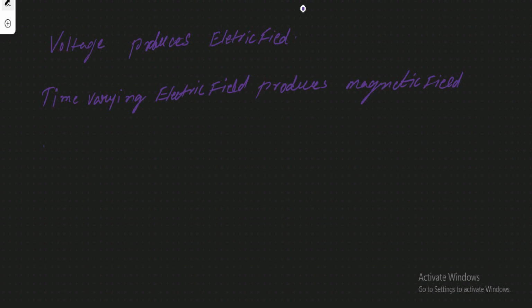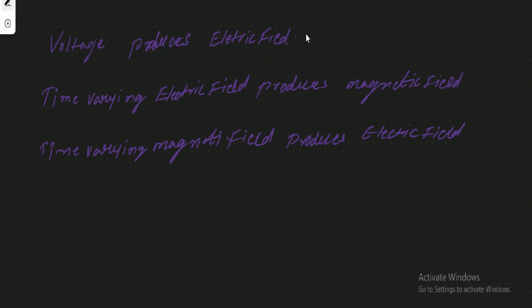Similarly, a time varying magnetic field produces an electric field. So voltage produces an electric field, a time varying electric field produces a magnetic field, and a time varying magnetic field produces an electric field. We'll see all these things in detail. These are just statements for now.